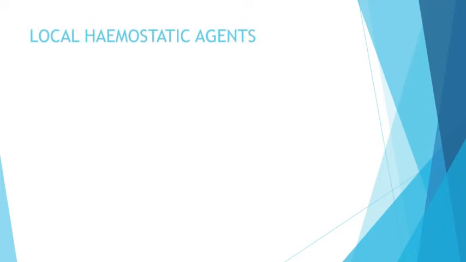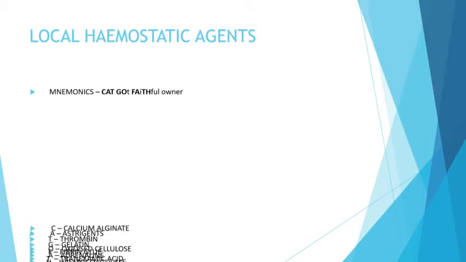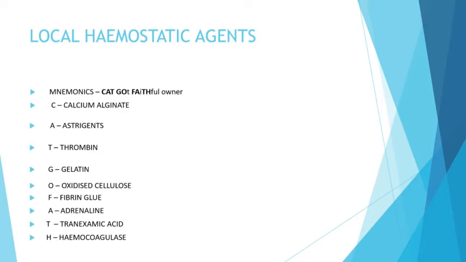And next, in local hemostatic agents, we have a mnemonic to remember them: Cat got faithful honor, CATGOFATH. Where C stands for calcium alginate, A stands for estrogens, T stands for thrombin, G stands for gelatin, O stands for oxidized cellulose, F is the fibrin glue, A is the adrenaline, T for tranexamic acid, and S for hemocoagulase.